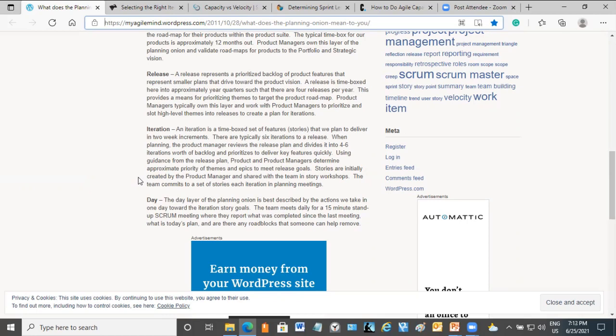The team commits to a set of stories each iteration in planning meetings. Then lastly, we have the day layer, which is best described by the actions they take in one day towards the iteration story goals. The team meets daily for a 15-minute stand-up Scrum meeting, where they report what was completed since the last meeting, what is today's plan, and are there any roadblocks that someone can help remove. An additional question which could be asked in this layer is, what is the confidence that the sprint goal will be met?